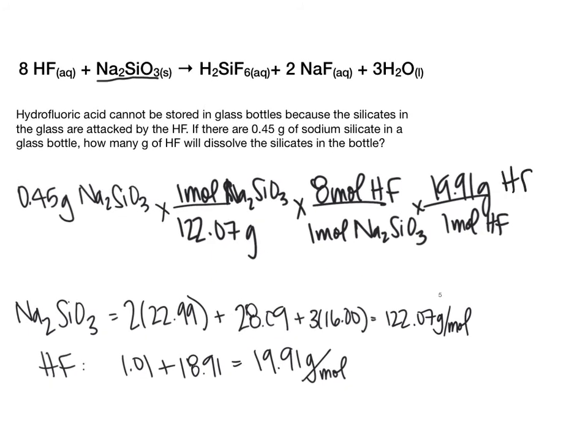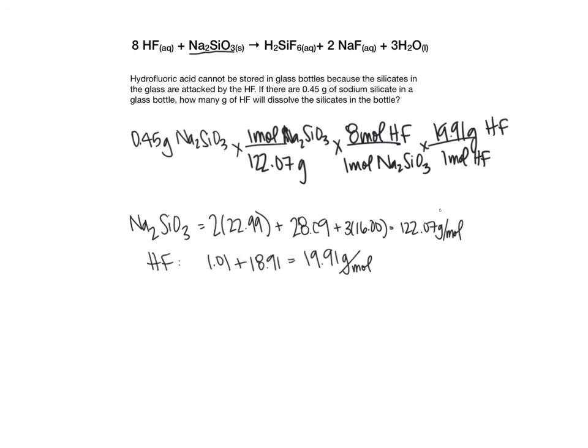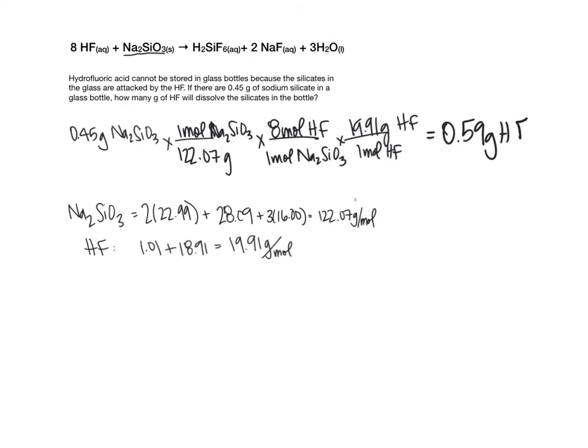From here, we can plug this into our calculator, and when we do that, we get an answer of 0.59 grams of HF. This would be our final answer with the correct number of sig figs. What we can see is that you can convert products to products, which is not what we did. In this case, we did reactant to reactant, but you can convert anything to anything else.